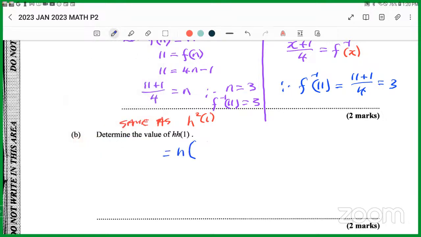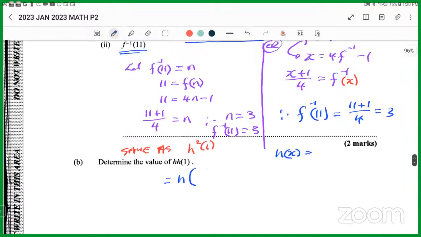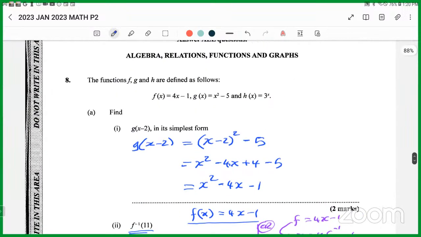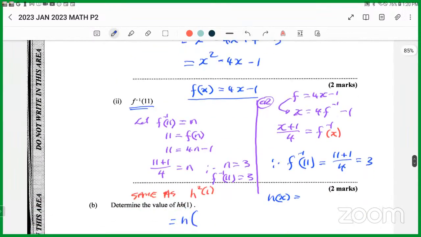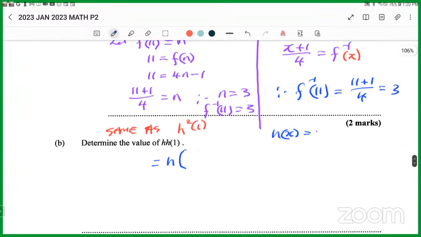h of 1, first coming here. What is h of 1? Let's write down what h is again. The function h of x. What was it again? It was 3 to x, right? Yes, 3 to x. So this h of 1 that we're putting in here means 3 to the power 1. But x is 1, right? We're doing 3 to the power 1. 3 to the power 1 is 3, so we're doing h of 3.